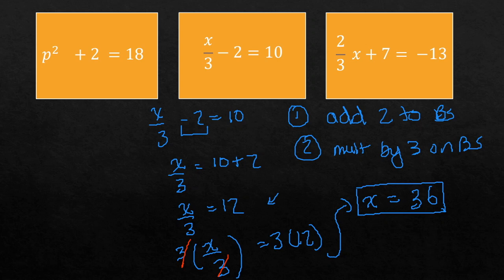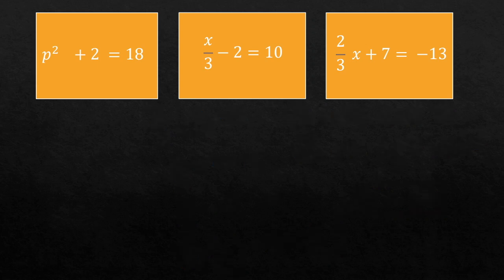Okay, move on to the last one here. Okay, so now we have 2 over 3 x plus 7 equals 13. So another thing we've talked about is we have this big scary fraction, but let's not let it freak us out. We're still going to deal with our addition and subtraction first. So we're going to subtract 7 from both sides.